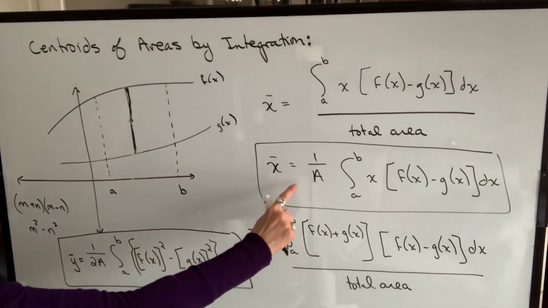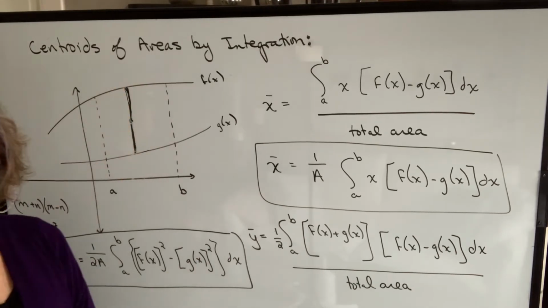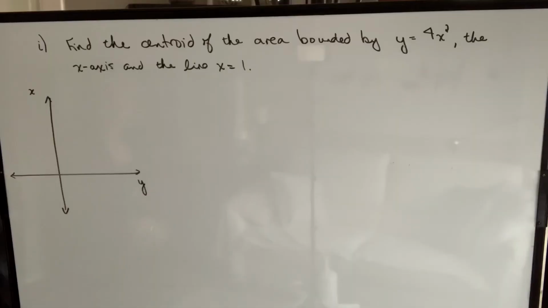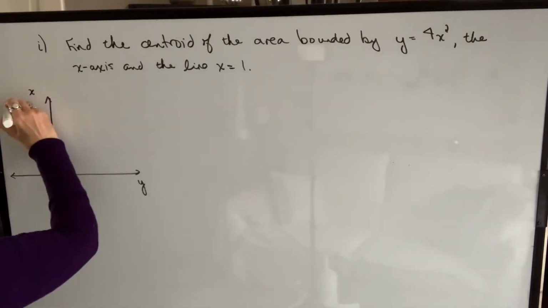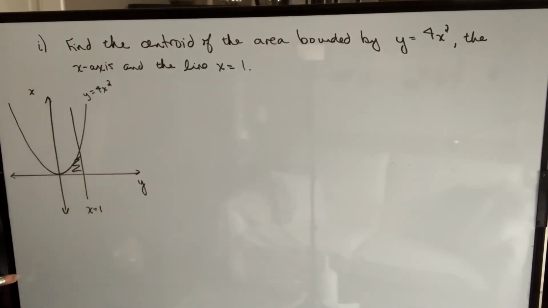So that's how I find the x-coordinate. That's how I find the y-coordinate if I'm using vertical rectangles. Let's do an example so I can show you how this works. The question asks us to find the centroid of the area bounded by y equals 4x squared, the x-axis, and the line x equals 1. So first of all, we're going to draw it. The area bounded by those three functions is this right here. So we want to find the centroid of that area.